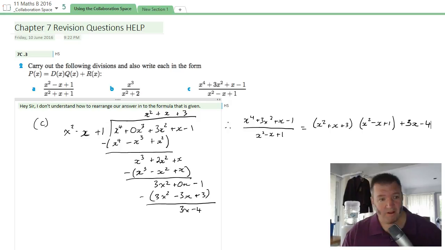Now I've seen why this has been said here. I don't understand how to rearrange our answer into the formula that's given. That's actually what they've asked for, the divisor, the quotient, and the remainder. That's exactly what we wanted to have. But the way they've written their answer in the book is the way I would actually write it.